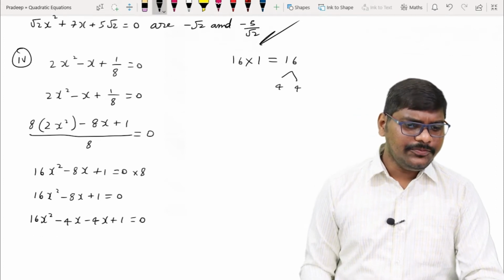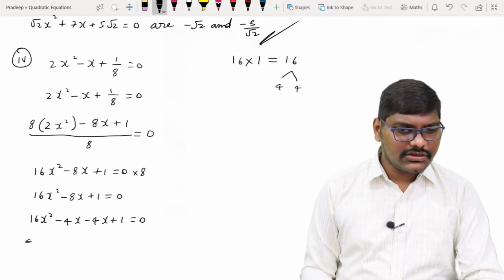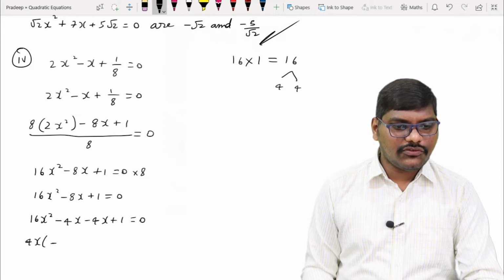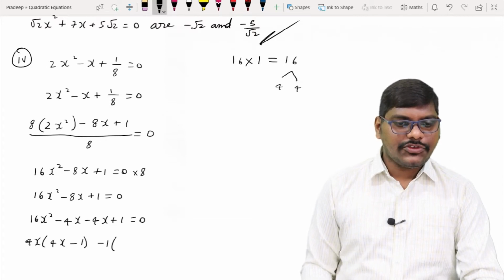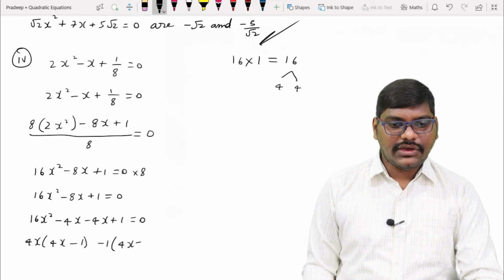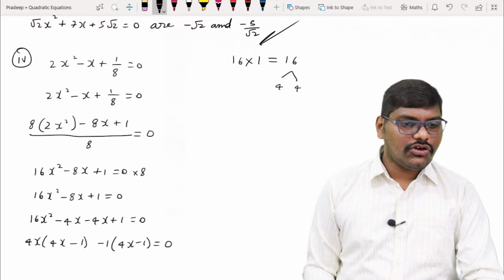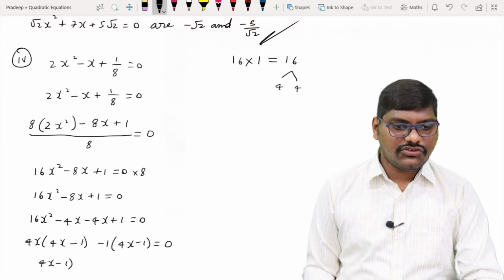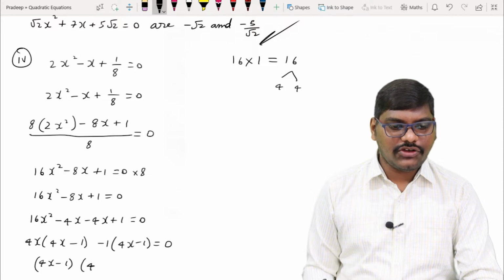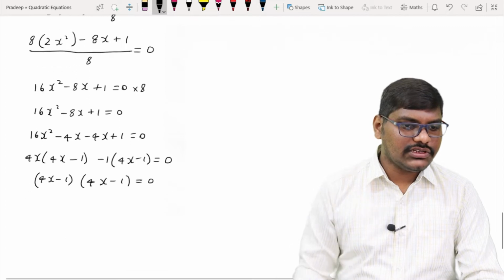Alright, so here we'll take 4x common. We'll remain with 4 fours are 16, so 4x remains, minus 1 remains over here. Here I can take minus 1 common, so I'll remain with 4x minus 1 equal to 0. In both of these terms I can take 4x minus 1 common. So 4x minus 1 I just took common, and I'm remained with 4x minus 1. Let's try to do further.